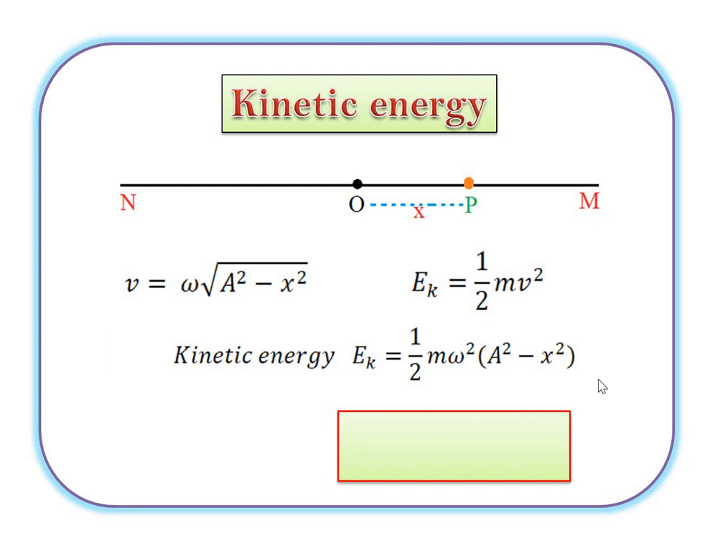So we get the kinetic energy formula E k equals half k into the bracket a square minus x square. Here m omega square is in terms of the force constant k. So remember the kinetic energy formula, E k equals half k times a square minus x square. This is the formula for the kinetic energy.